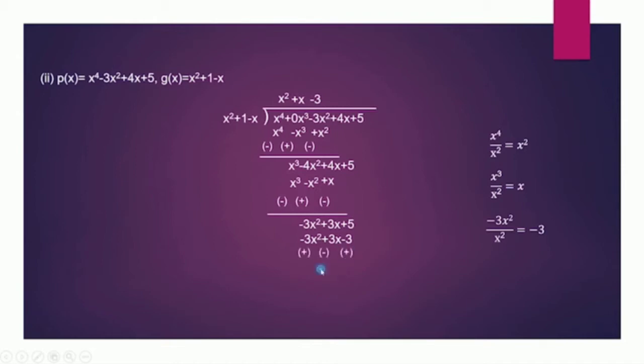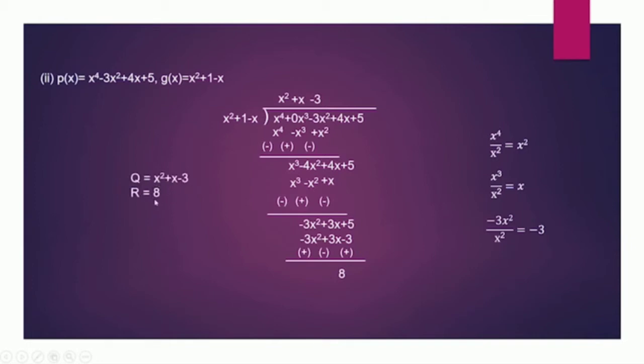Now minus 3x square plus 3x square will be equal to 0. Therefore, we can cancel this. And here plus 3x minus 3x will also get cancelled. Therefore, this is 0. And here we have plus 5 and here plus 3, 5 plus 3 we will get 8. Therefore, the quotient is x square plus x minus 3 and the remainder we have got is 8. Okay, quotient x square plus x minus 3 and remainder 8.